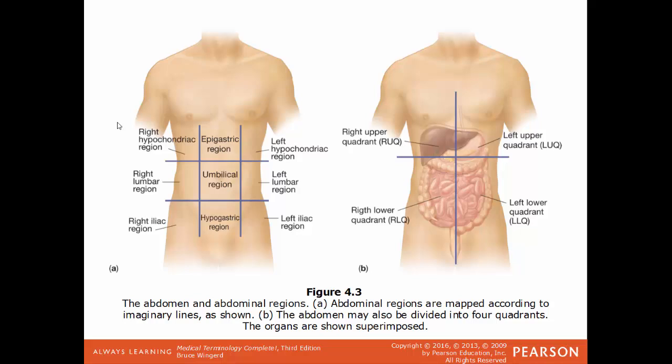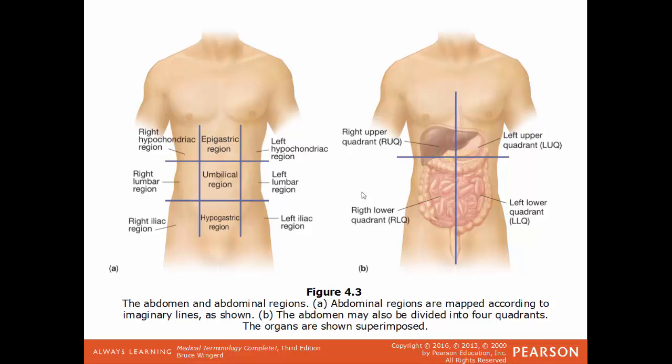And a good comparison for these types of terms is for performers or actors or dancers on a stage. Stage right and stage left are going to be different to the audience. So if you are on stage and move to your right, that's going to be to the audience's left. So it's the same principle there. That's how the abdomen is divided into regions.